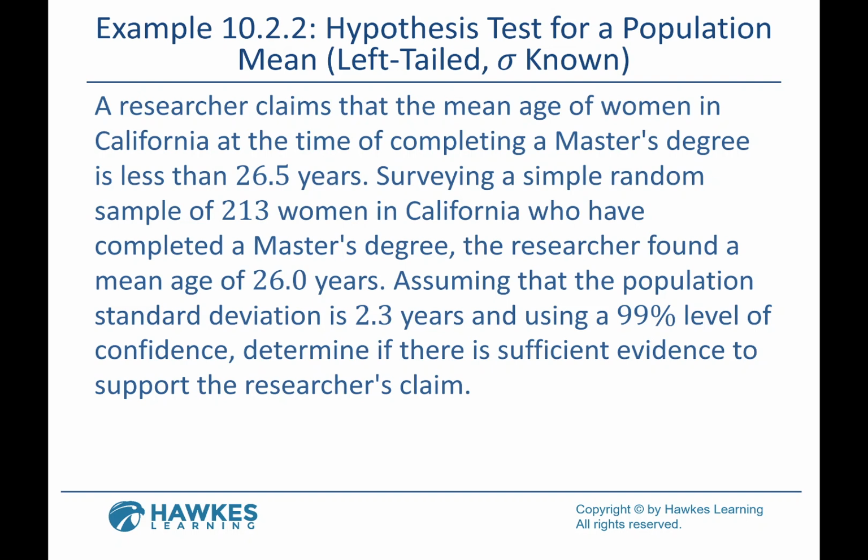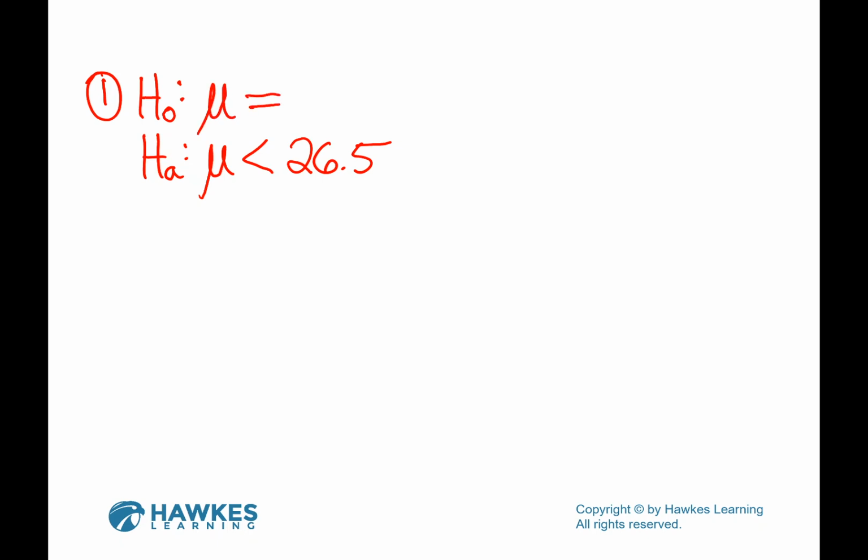So what's our researcher claiming here? Our researcher is claiming that the mean age for women completing a master's degree is less than 26.5 years old. So our alternative hypothesis, the thing that gets us started, would be that the mean is less than 26.5. And for our null hypothesis, we use that mu equals 26.5.